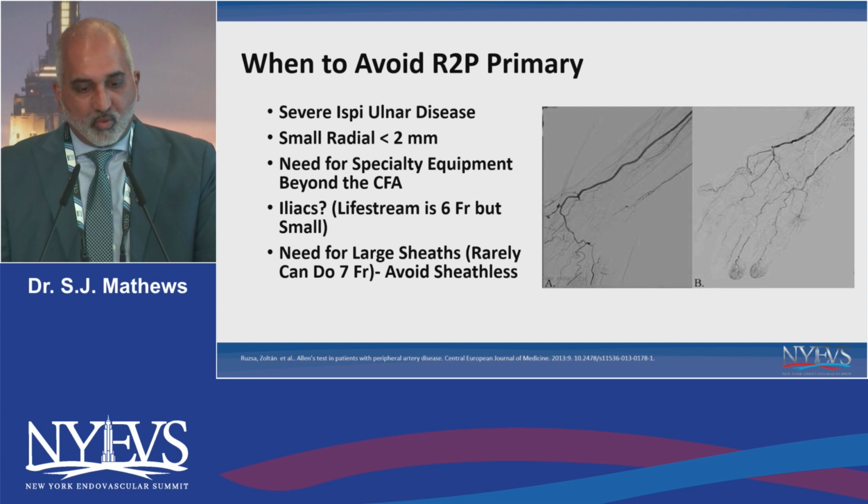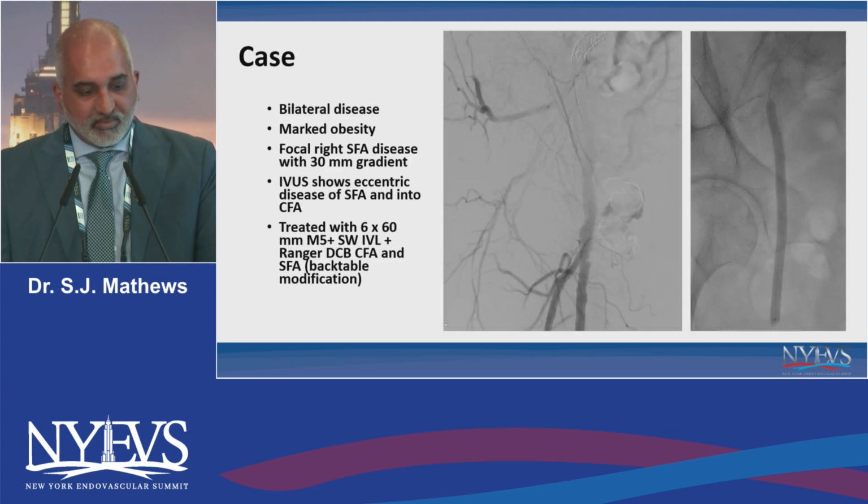And then again, when do you avoid it? As I mentioned, if you have severe ulnar disease, small disease, if you're going to need to use specialty stuff that goes beyond the CFA, or if you need large sheaths, you're going to typically avoid R2P as your primary access. In my few seconds here, I'm going to show a couple cases.